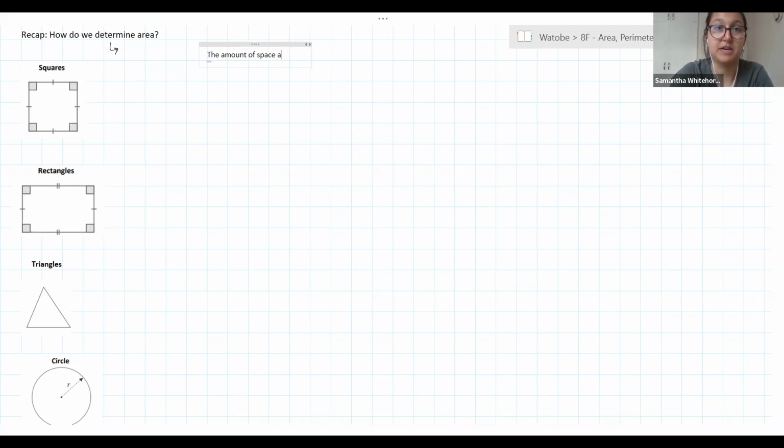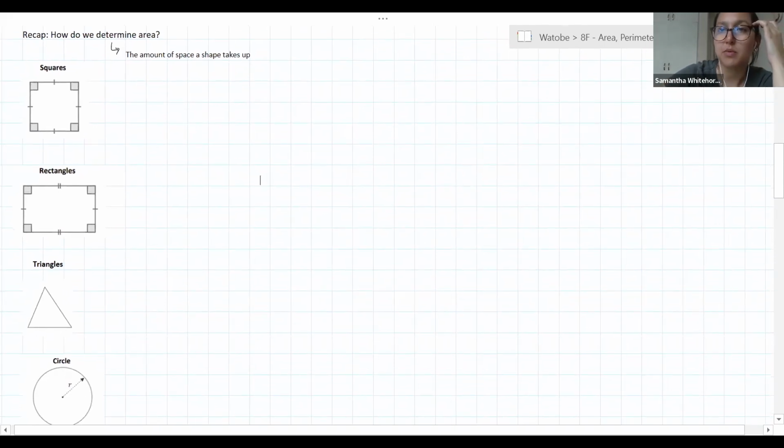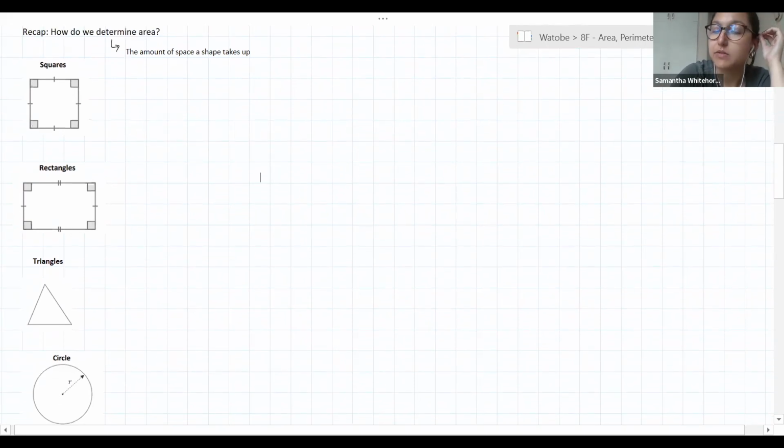Oh, it's gone really badly. Right. Now, when we talk about that, we're not talking about the outside length, which we know is the perimeter. We're talking about if we were to color in the shape that we're working with. How much am I coloring in? So again, amount of space.